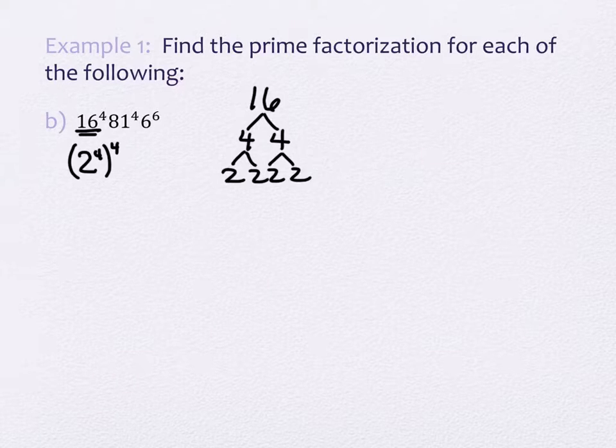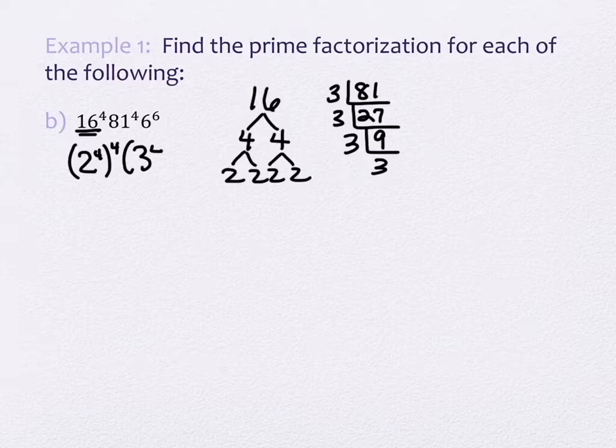Let's do 81. I'll do 81 with my division tree. Smallest prime number that divides 81. It's a 3, because 8 plus 1 is 9. Okay. What is 81 divided by 3? 27. Smallest prime that divides 27? 3, giving me a 9, and then 9 is also 3 times 3. So this ends up being 3 to the 4th, again to the next 4th, because it's 81 to the 4th.